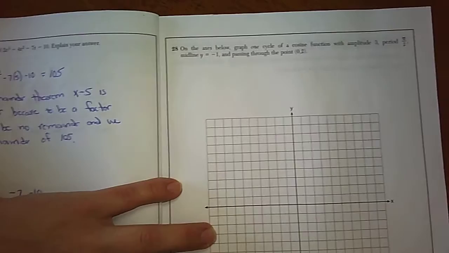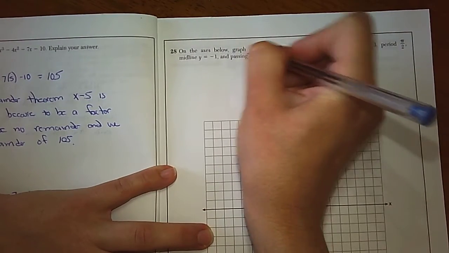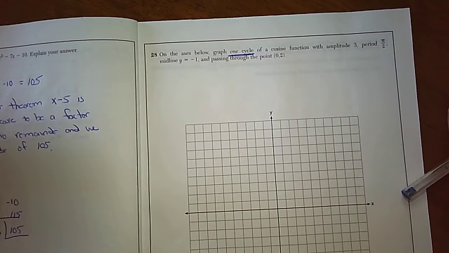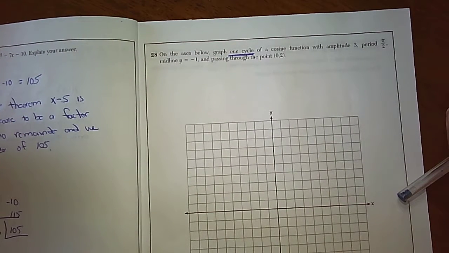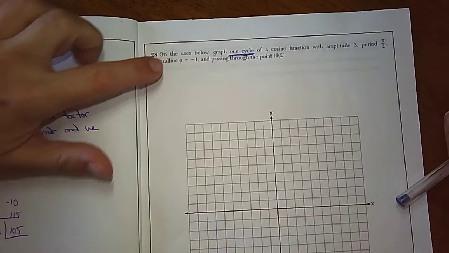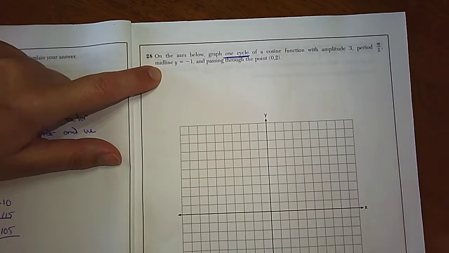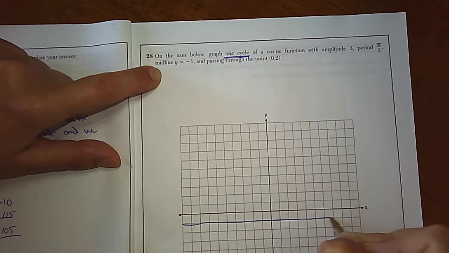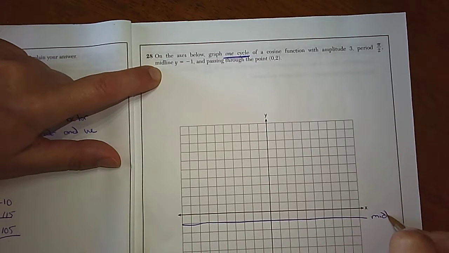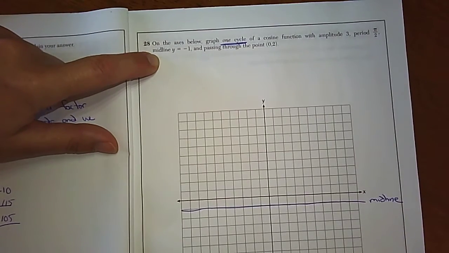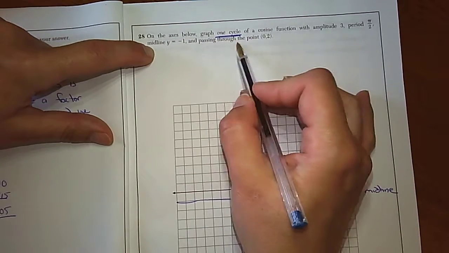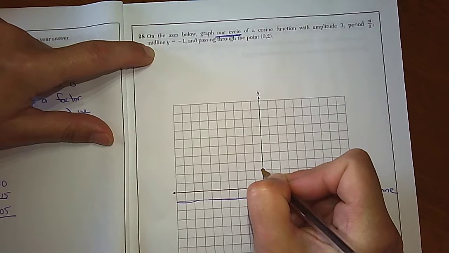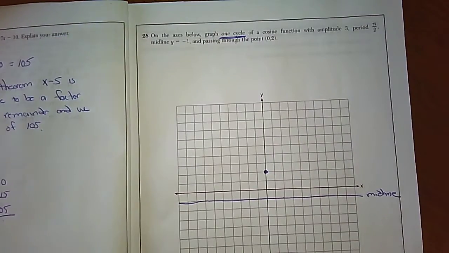On the axes below, graph one cycle. If you graph more than one cycle, you're going to lose a point. Of the cosine function with an amplitude of 3, a period of pi over 2, and a midline of negative 1. All right, so we know the midline's got to be at negative 1. So there's our midline. Now, it has to go through the point 0, 2. The point 0, 2 is right there. Okay, so I have that.